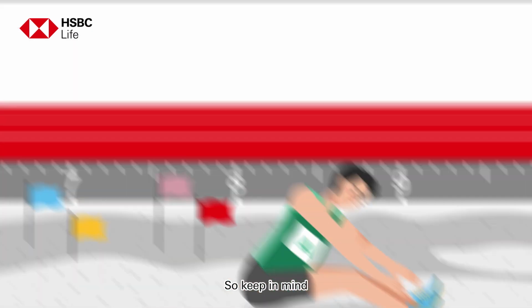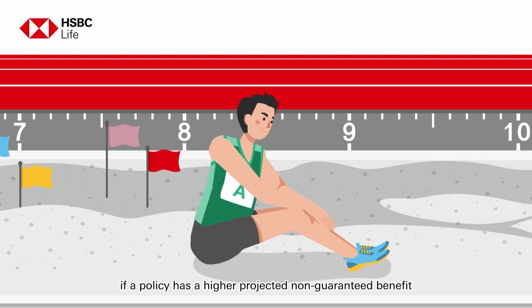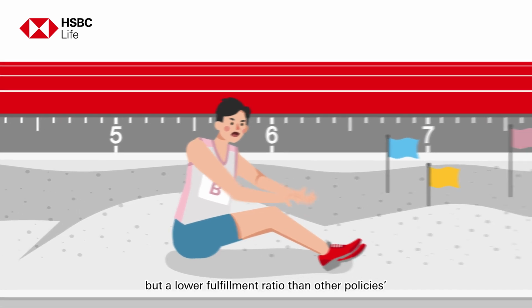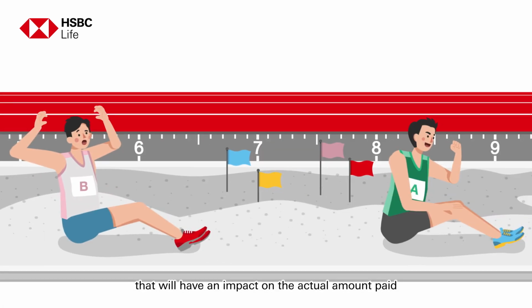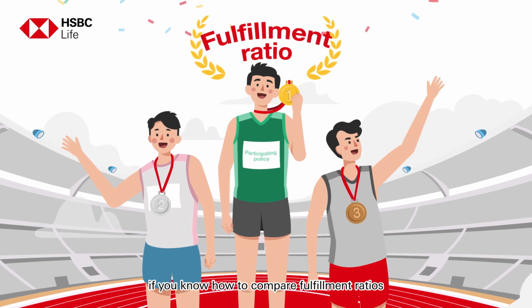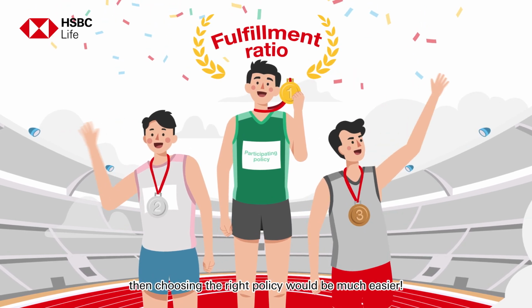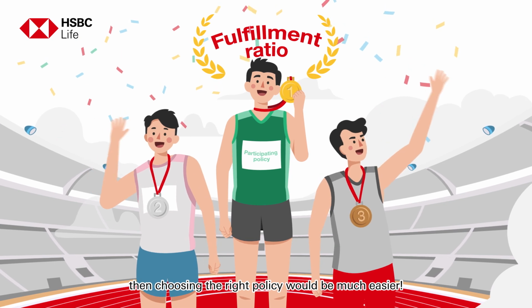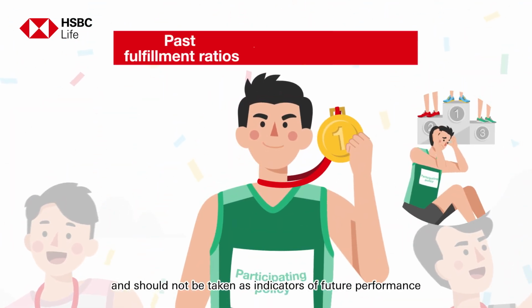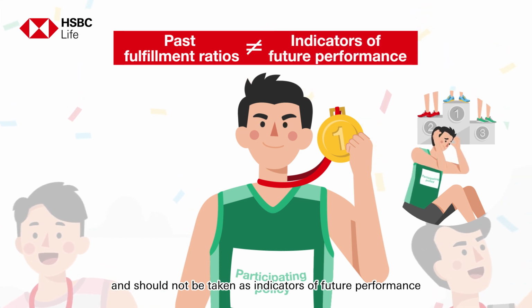So keep in mind, if a policy has a higher projected non-guaranteed benefit but a lower fulfillment ratio than other policies, that will have an impact on the actual amount paid. Obviously, if you know how to compare fulfillment ratios, then choosing the right policy would be much easier. Remember though, that past fulfillment ratios are for reference only and should not be taken as indicators of future performance.